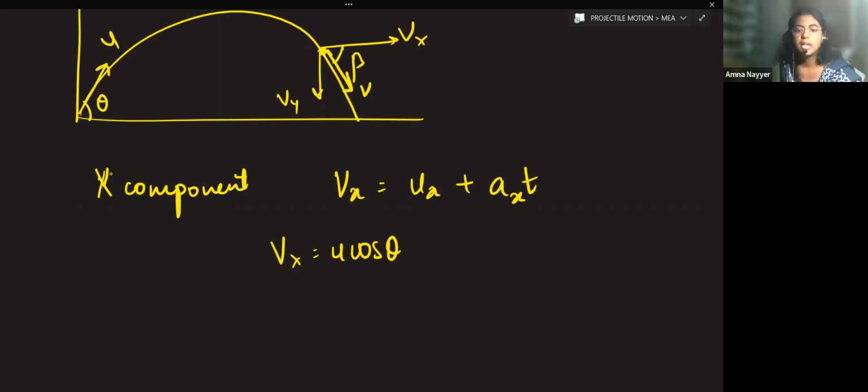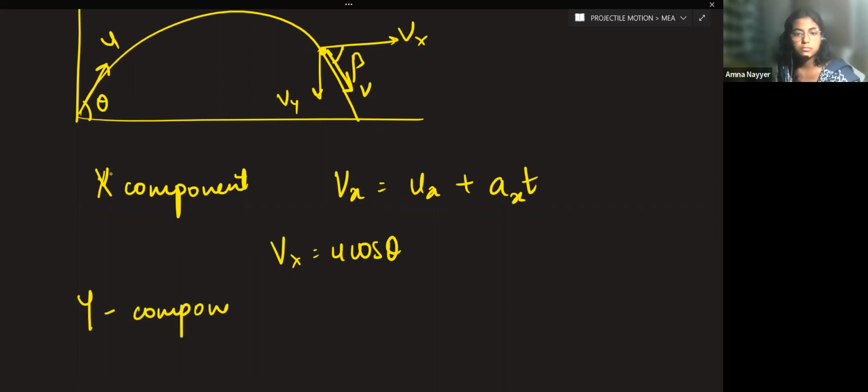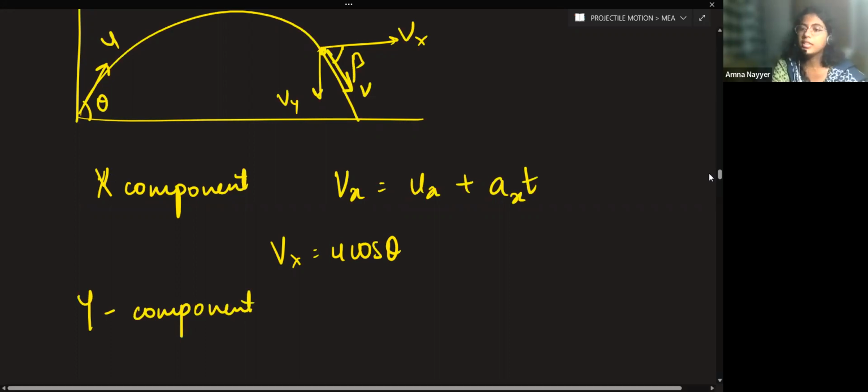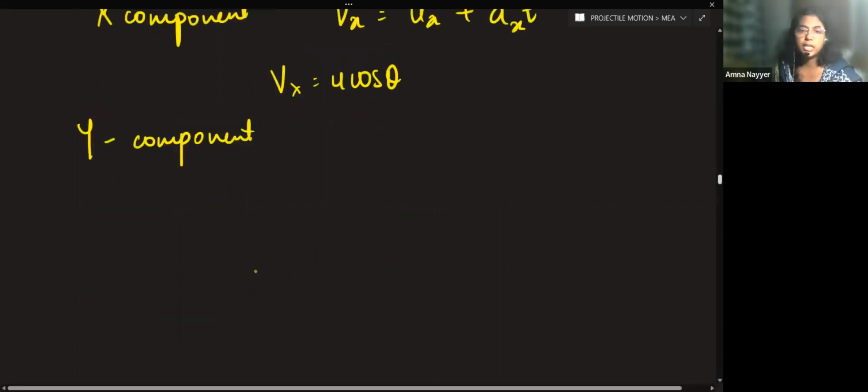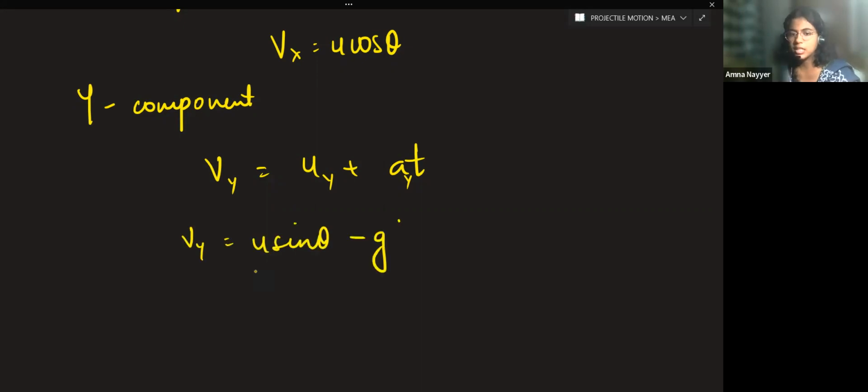Fine. Now, if we talk about the y component, we'll use V is equal to u plus at again for this also. Just that every component will be for the y-axis. So Vy is equal to uy plus ay t. Now uy is u sine theta. Acceleration is minus g, so minus g into t. So total velocity becomes what?